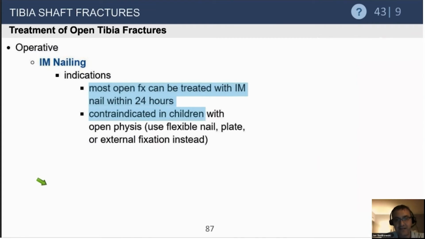So IM nailing for treatment of open tibia fractures. Most open fractures can be treated with IM nailing within 24 hours. Contraindicated once again in children with open physes. Use flexible nail plates, external fixators, etc. Children and pediatric fractures are obviously a different animal.